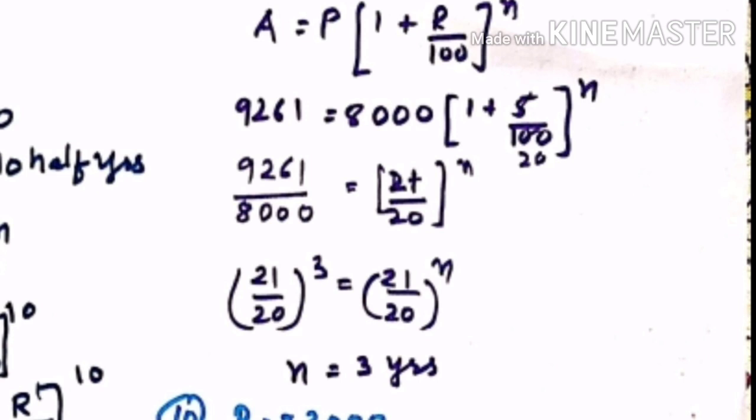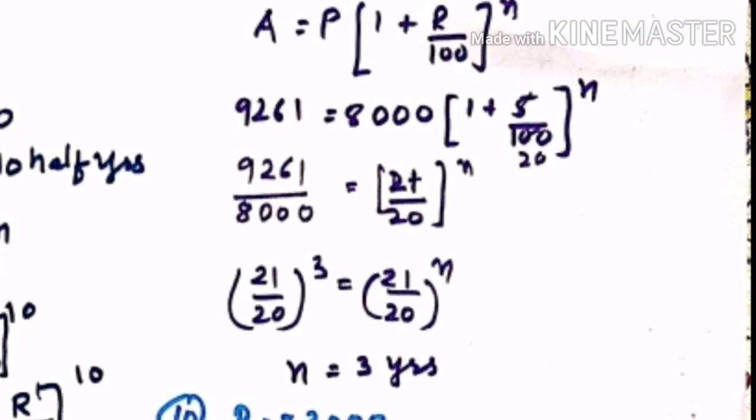Whenever we cancel and then take the LCM on the right hand side, that 20 plus 1 is 21 by 20 power n. Now the left side is (21 by 20) cubed. You see, 9261 is 21 cubed and 8000 is 20 cubed. So I wrote (21 by 20) cubed is equal to (21 by 20) power n.